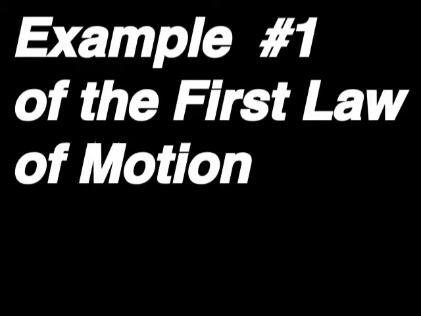This first example that we just showed you states the first law of motion because the basketball, when Dante shoots it, hits the backboard, stops, and drops into the net.